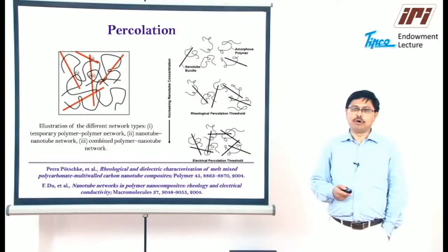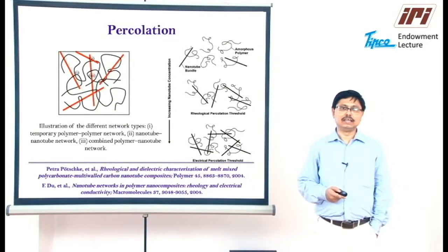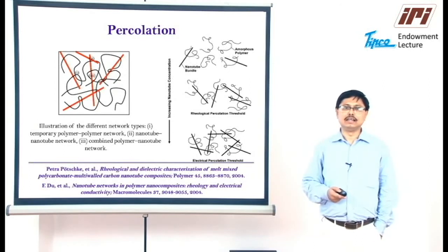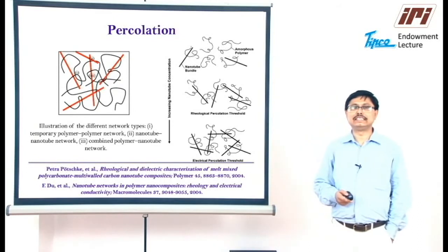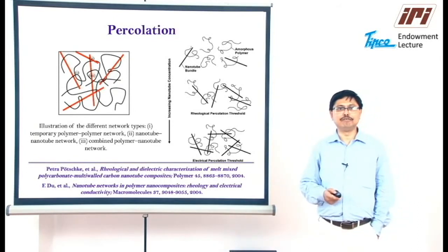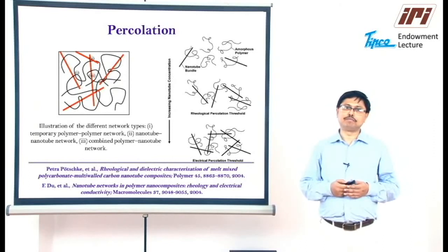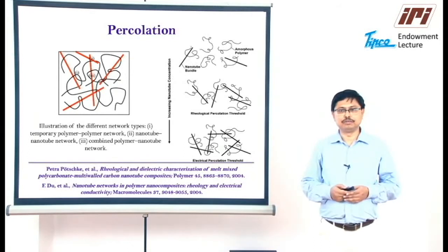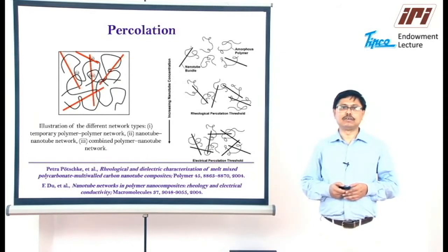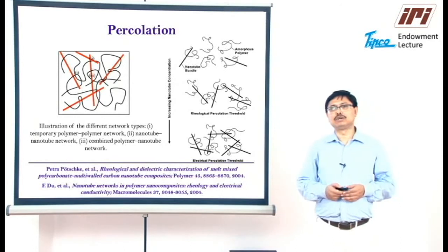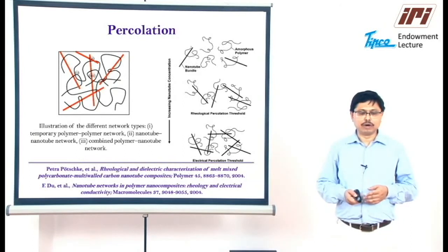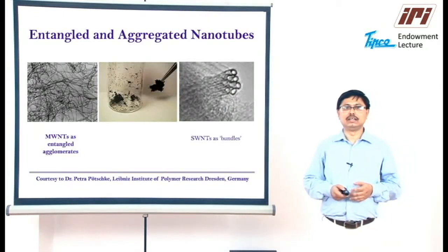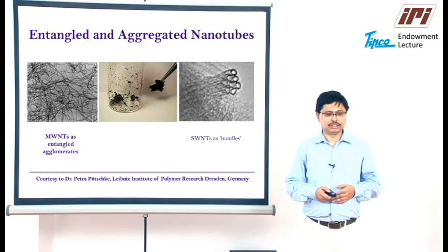Based on these experiments, it has been proposed that in the nanotube polymer composite, there are 3 kinds of network structure involved: polymer network, polymer-nanotube network, and nanotube network. In the case of rheological percolation, all 3 network-like structures dominate, whereas with increased concentration, the electrical percolation dominates.